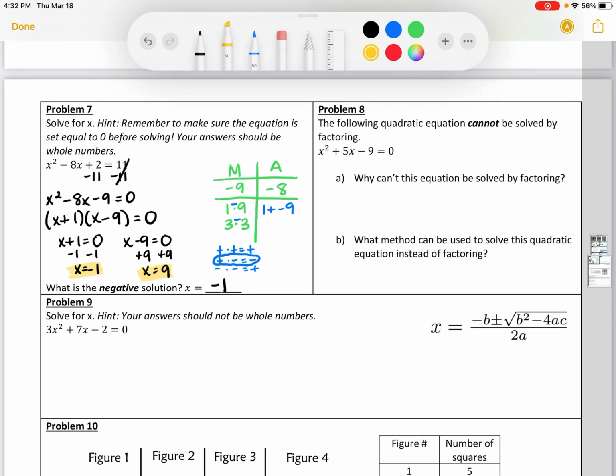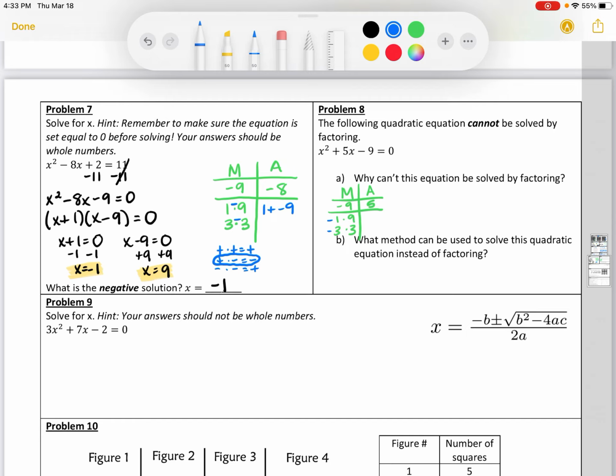All right, problem 8, the following quadratic equation cannot be solved by factoring. Why can't it be solved by factoring? Well, if I'm not sure why, I always try and say, what happens? So if I were to make a multiply and add chart, I'd be multiplying to -9 and adding to 5. I already did my factors of 9 over there. 1 times 9, 3 times 3. It's adding to a positive, and multiplying to a negative. So my bigger numbers would be positive, my smaller ones would be negative.